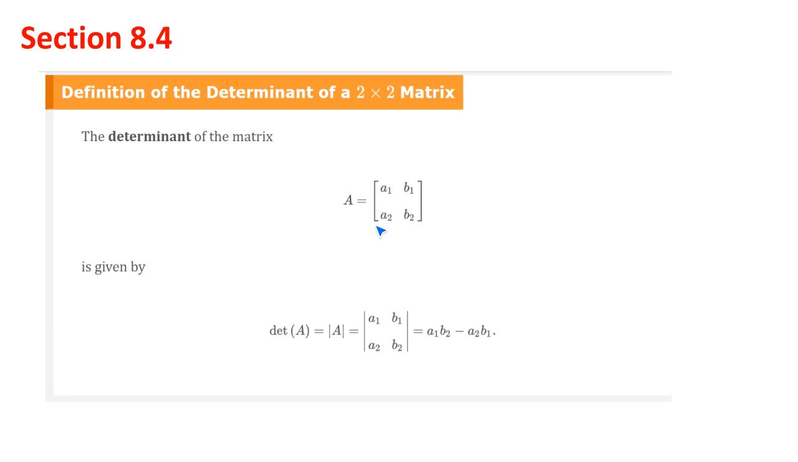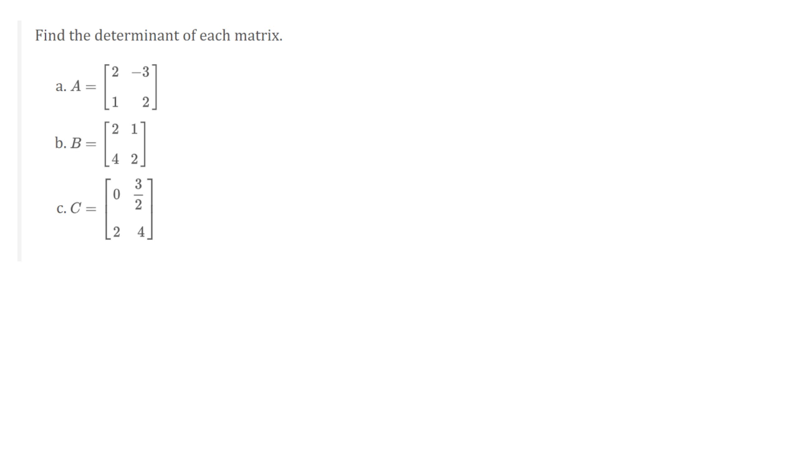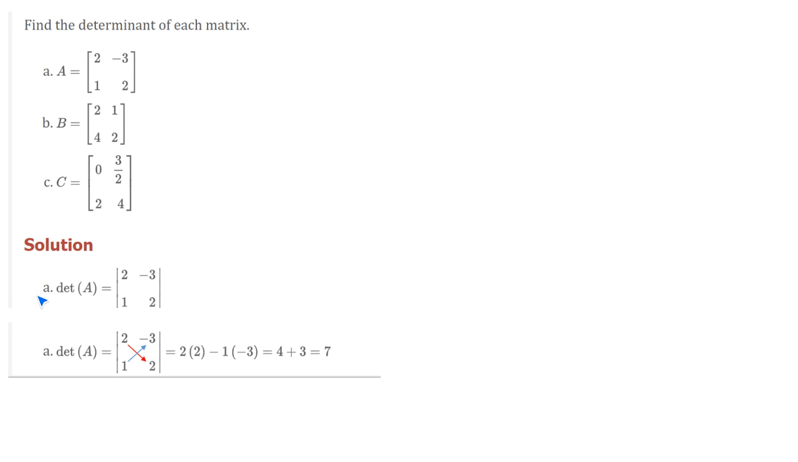Okay, and then our matrix here, we also write the absolute value sign. So to find it, we're just going to multiply A1 times B2 and then subtract A2 times B1. Okay, so we're multiplying these two numbers and these two numbers. So for example, let's do A. So here I want to find the determinant, so I can write it as the determinant of A. And then here's my matrix, right?